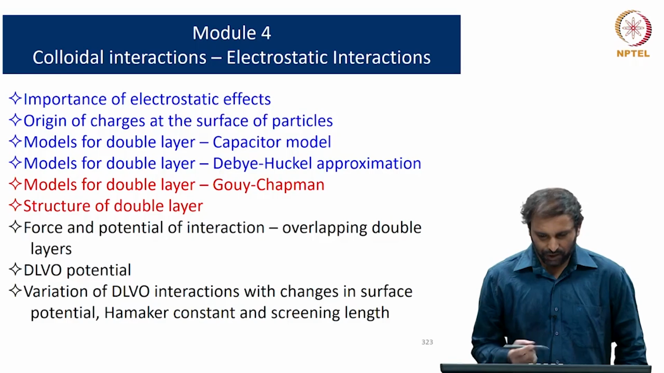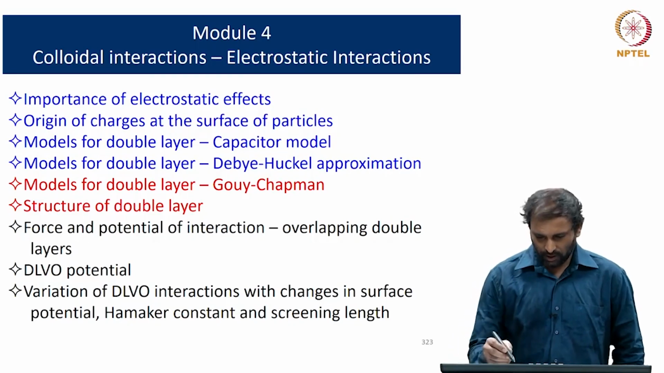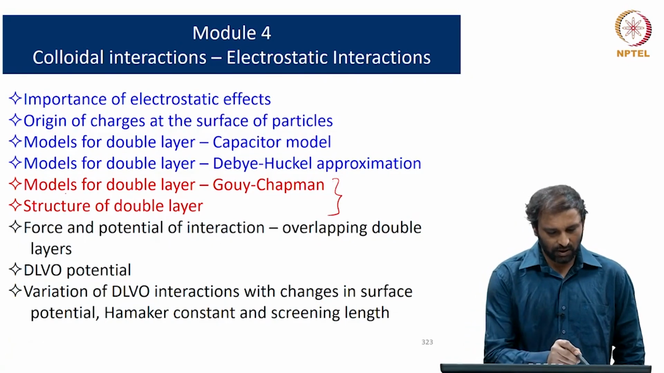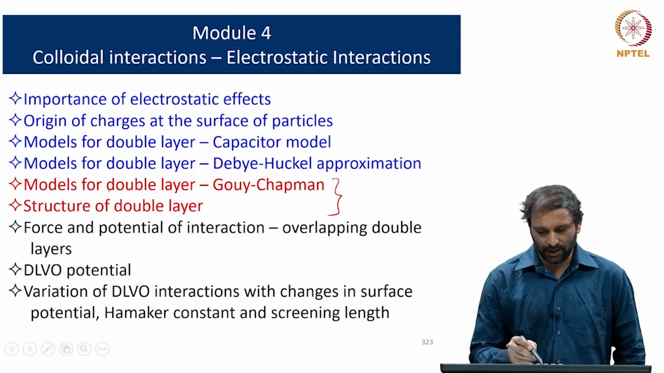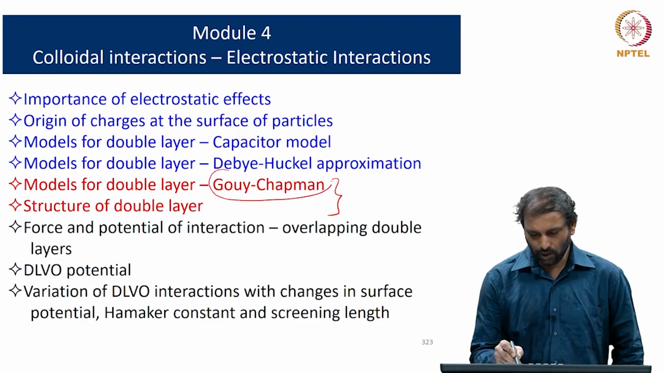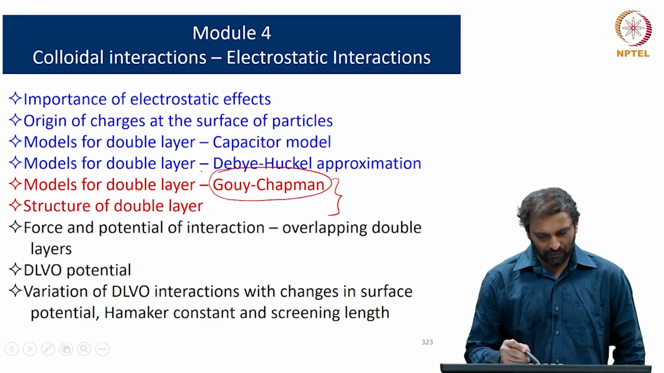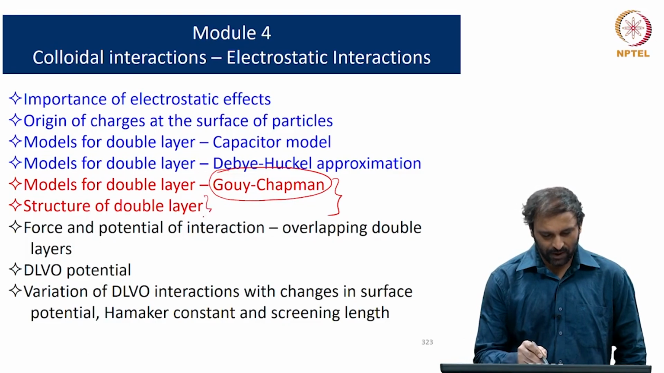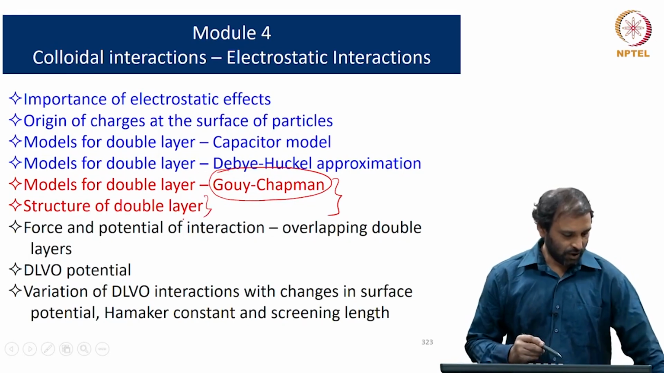Okay, so we will continue with module 4. In today's lecture, we will try and look at two aspects. One is models for double layers, looking at Gouy Chapman theory, and hopefully if we have some time, we will also look at structure of electrical double layers.